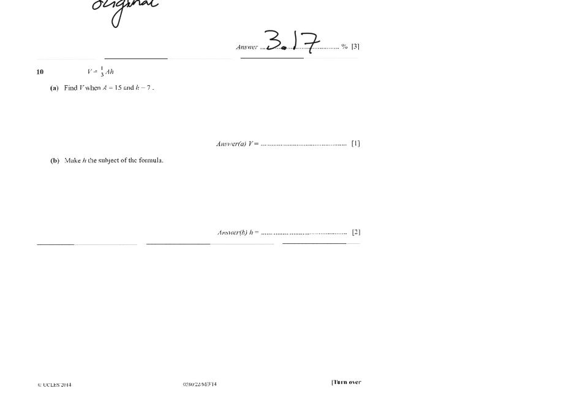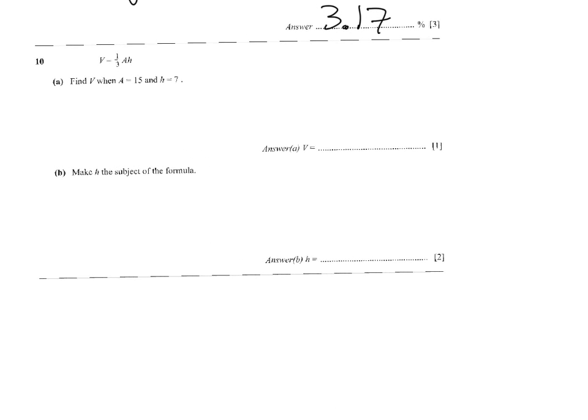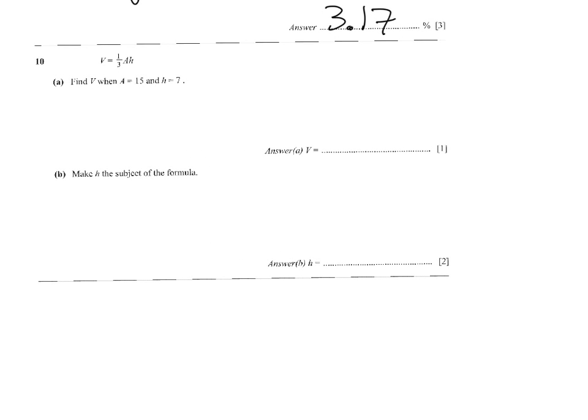Moving on, we have a formula there, V, like a volume or so, equals a third AH. Find V, how much is V when A is 15 and H is 7? That's for 1 point, so you don't have to show working. However, why not show some working? A third times A, so times 15, times H, so times 7. So if you work it out, 15 times 7 divided by 3, or times a third, equals 35. There you go.